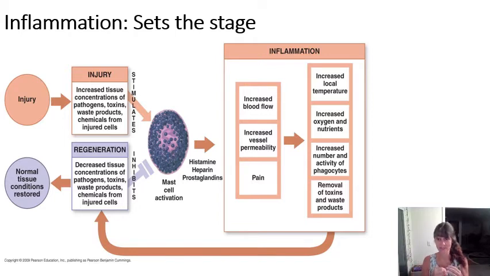They're going to eat up the parts of the tissue that have been damaged. They can also remove the toxin or waste products that have been created by the injury. And the inflammation will eventually lead to regeneration, where we have decreased concentration of pathogens, toxins, waste products, and chemicals from the injured cells, and a restoration of normal tissue conditions.